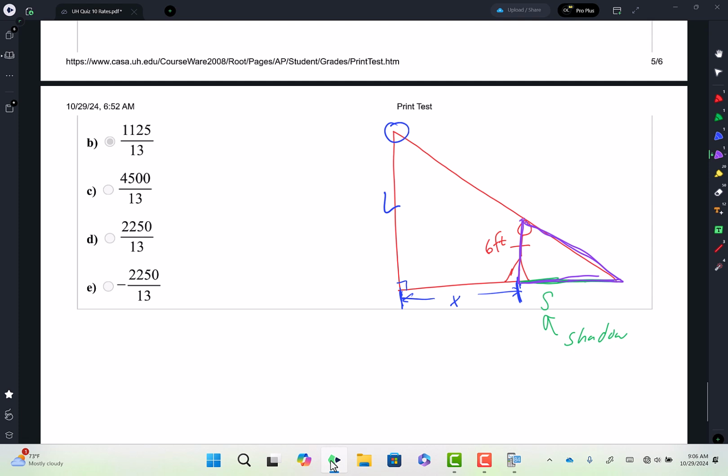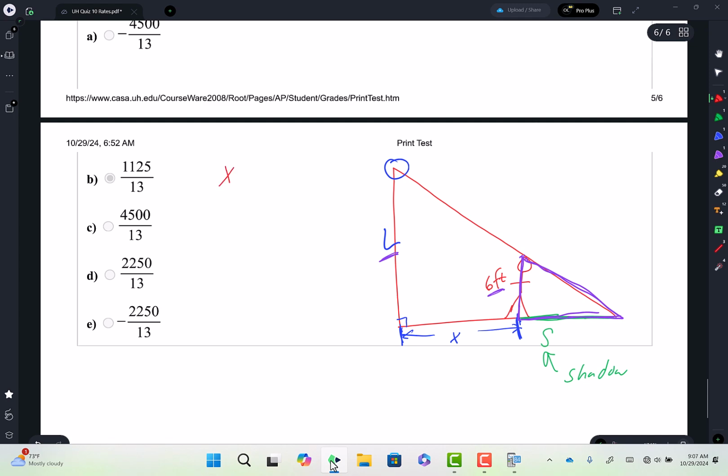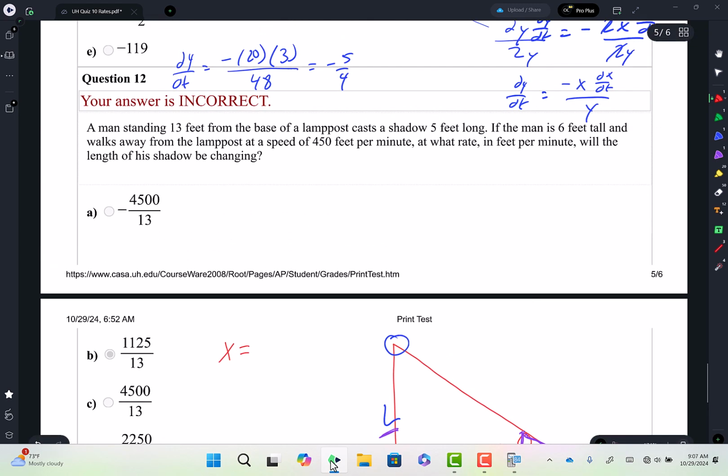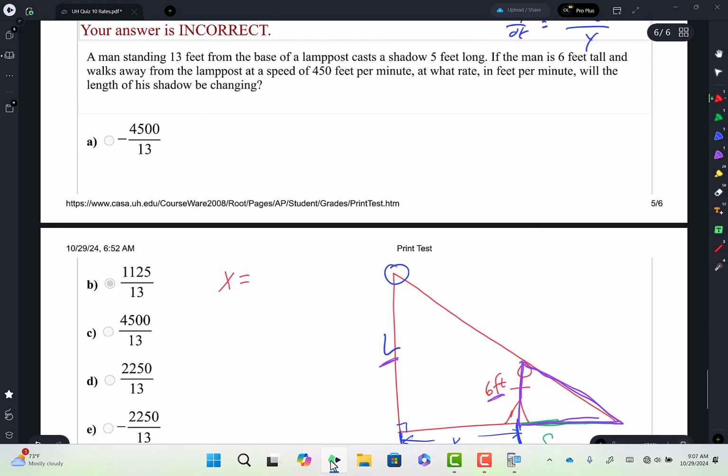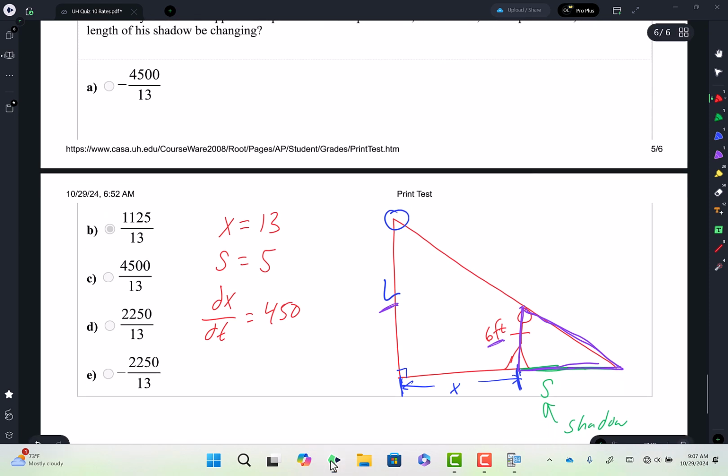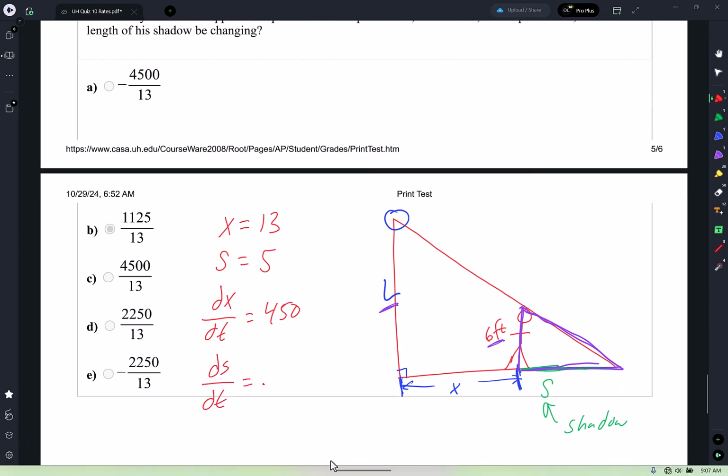So here it is. I need to figure out the length of the lamppost, guys. So those are the only two that are concrete. Let's figure out the numbers first. X was 13 feet from the lamppost. So X is 13, and the shadow S is 5. The man walks away from the lamppost, so that's dx/dt, which is 450. The rate the length of the shadow changes is ds/dt. So they want ds/dt.